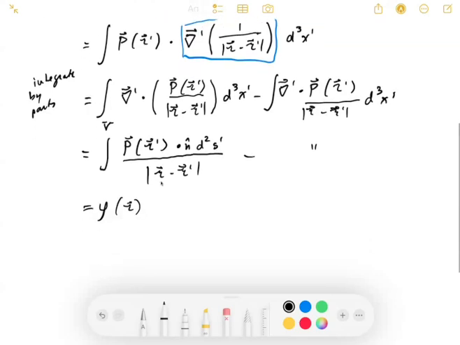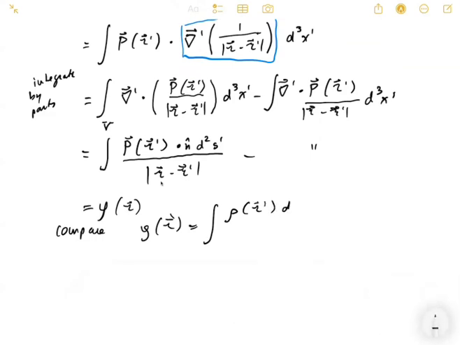Now, compare this to the general solution for phi of r from an arbitrary charge distribution. We would have the integral of rho of r prime d3x prime divided by that r minus r prime. Okay. If you look at this expression, hopefully you see that there are some things here that look the same.